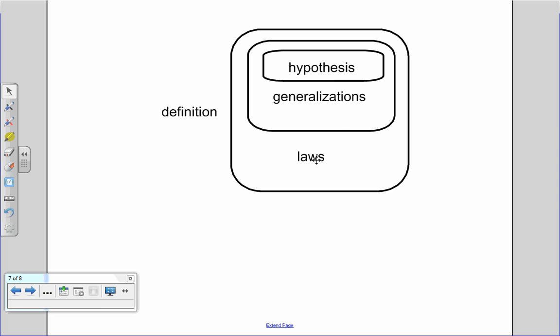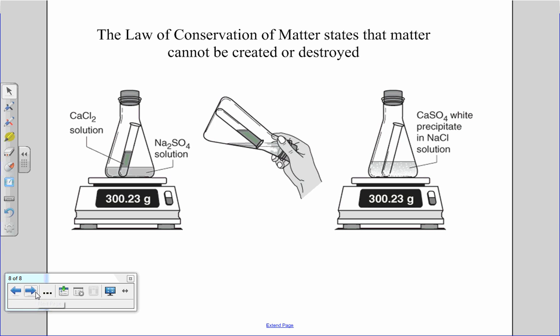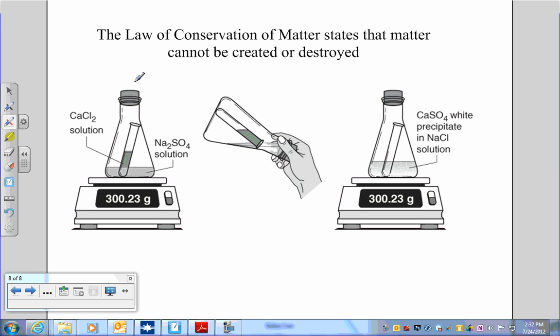Laws are usually found to be major concepts for a large body of empirical knowledge, and one of the things about laws is that there are no real distinct breakages of the law that have ever been observed. Definitions are keys to help us understand all that's going on here. An example of a law would be the law of conservation of mass, which states that matter cannot be created or destroyed. That should be defined within chemical or physical changes. That does not include nuclear changes, but you get to deal with that in physics class.